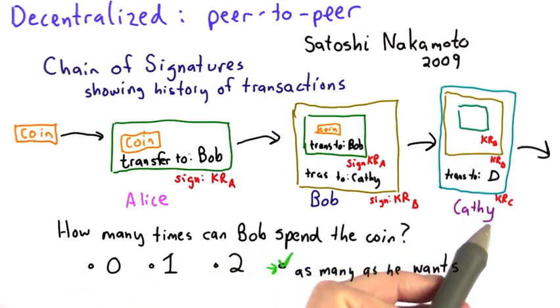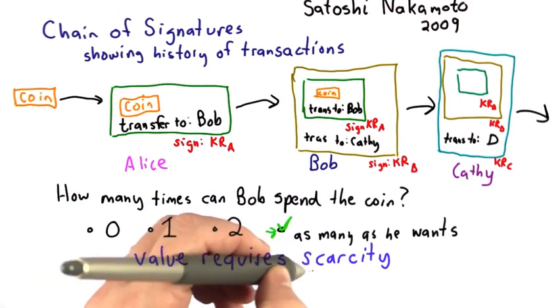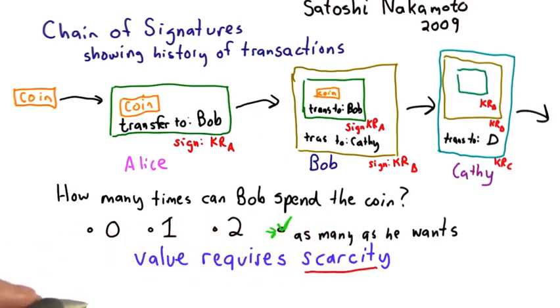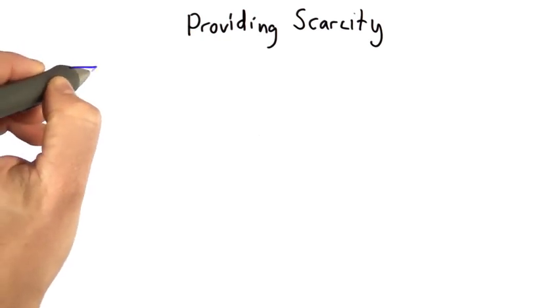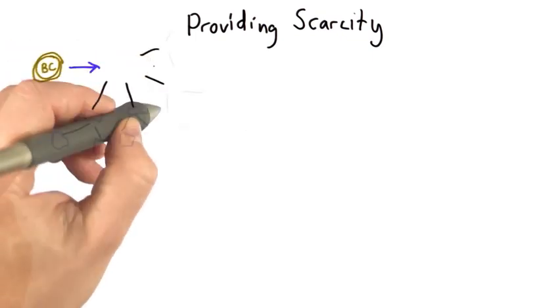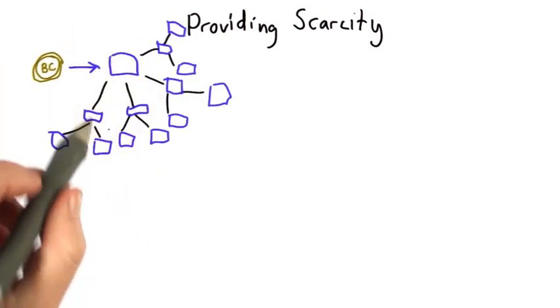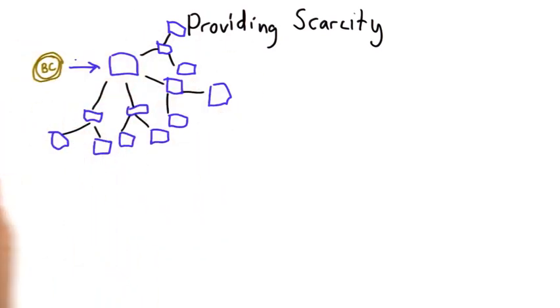There's no way when Kathy receives the coin from Bob that she can verify he didn't already spend it to someone else. So in order for these coins to have some value, they have to be scarce. It has to be the case that you can't spend them multiple times and you can't just create them. So this is where the peer-to-peer network is useful. Every time someone receives a transaction, they don't just accept it. What they do is they send it into the peer-to-peer network. So when someone wants to verify a coin, what they need to do is send it into the peer-to-peer network. Every transaction in that coin can be verified by all the other members of the network.